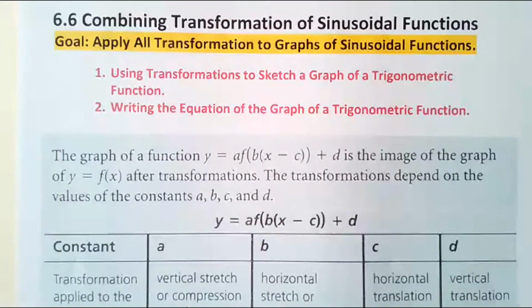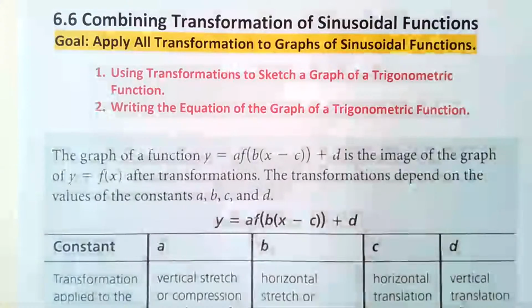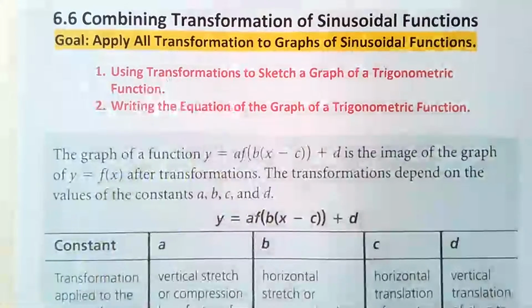Today we're beginning lesson 6.6, combining transformation of sinusoidal functions. There are three parts to this section, and the goal is to apply all transformations to graphs of sinusoidal functions. We'll achieve that by using transformations to sketch a graph.